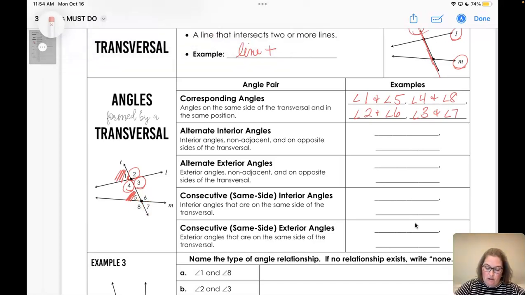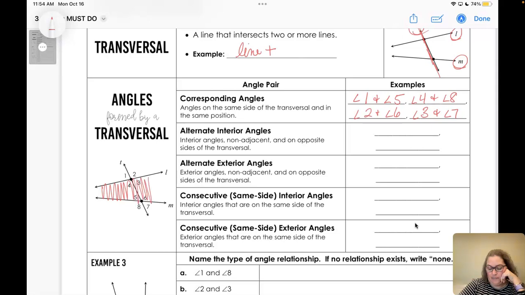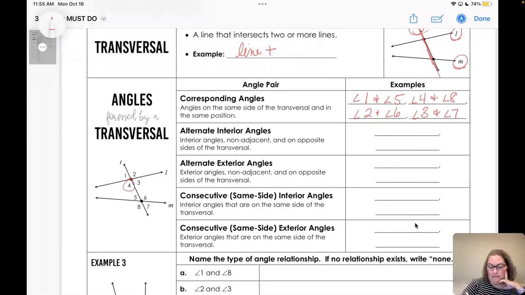So the next one is alternate interior angles, and it kind of is just like what it sounds. So interior angles, that would be on this side. So here's interior through there. Interior angles and on alternating sides of the transversal. So we'd have like angle 4. And also on the inside, but on the other side of the transversal is angle 6. And then the other set, 3 and 5.